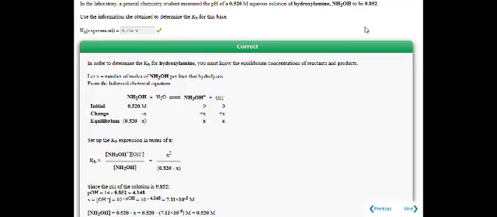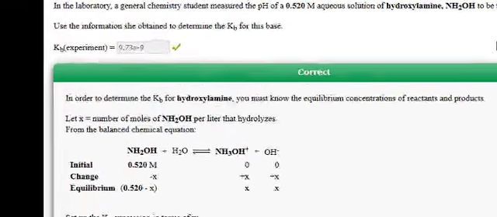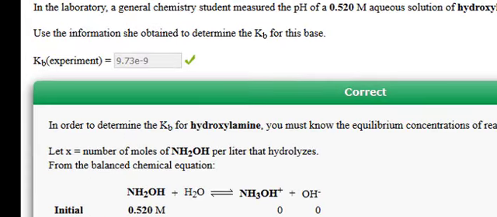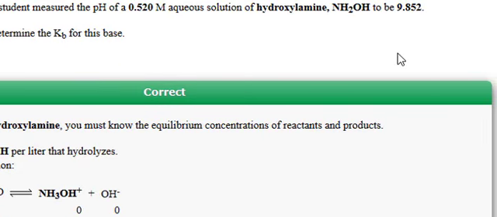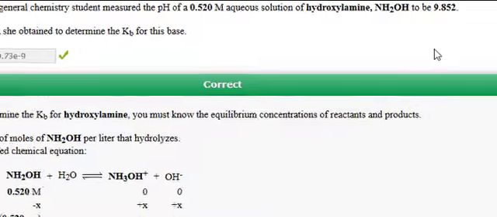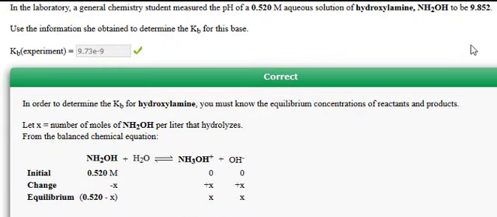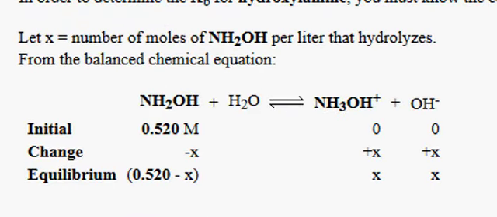In this problem, we are asked to determine the equilibrium constant given the pH and the initial concentration of a weak base, hydroxylamine. Like always, we want to write the chemistry. So here we have a weak base in water producing its conjugate acid and hydroxide.